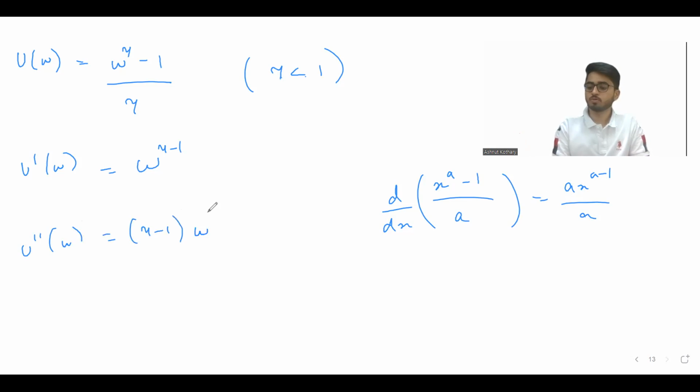Second derivative: gamma minus 1 w to the power gamma minus 2. W we are saying is always यहाँ पे क्या है? Non-negative. Any positive number raised to any real number is always positive. And we want second derivative to be negative, which implies that gamma must be less than 1. So that is why we have kept the condition here.